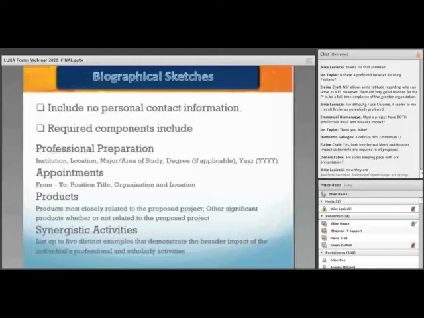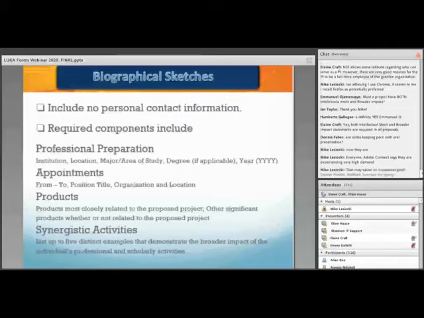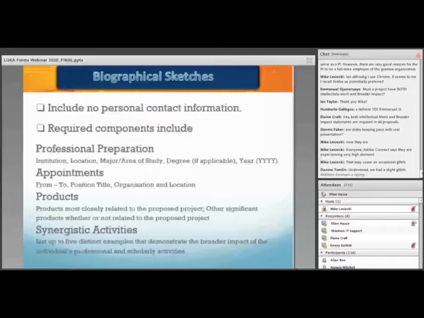So products. There are 2 sections on this PDF for products most closely related to the project, and other significant products, whether or not related to the proposed project. And what we're talking about here is a place to list up to 5 products. Acceptable products must be citable, accessible, and include but not be limited to things like publications, data sets, software, patents, copyrights. Unacceptable products would be things that are unpublished documents, not yet submitted, invited lectures, but only a list of 10. So if you've got 5 and 5, only 10 are used in the review of the proposal, and you must include full citation information.